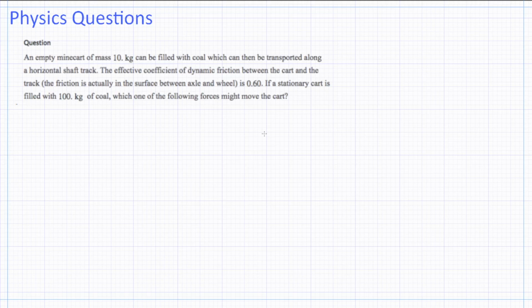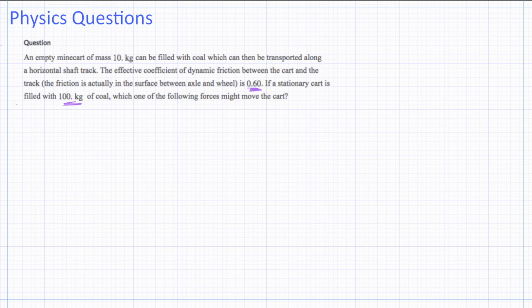Okay, so quick mechanics question. An empty minecart of mass 10 kilograms can be filled with coal, which can then be transported along a horizontal shaft track. The effective coefficient of dynamic friction between the cart and the track is 0.60. If a stationary cart is filled with 100 kilograms of coal, which one of the following forces might move the cart?